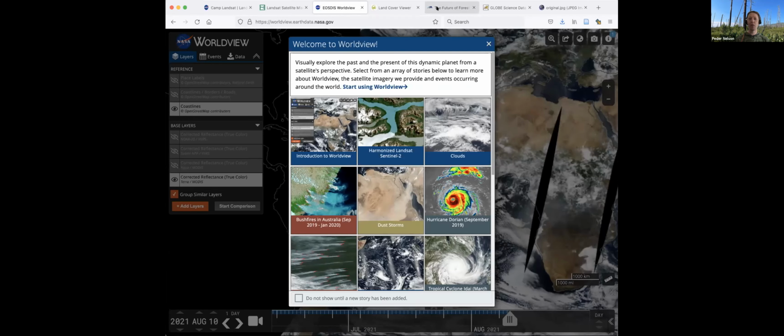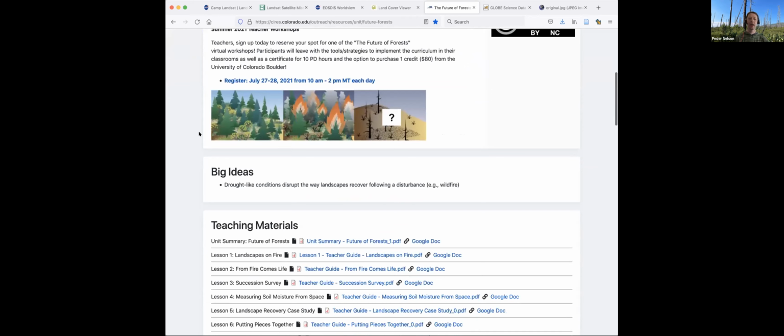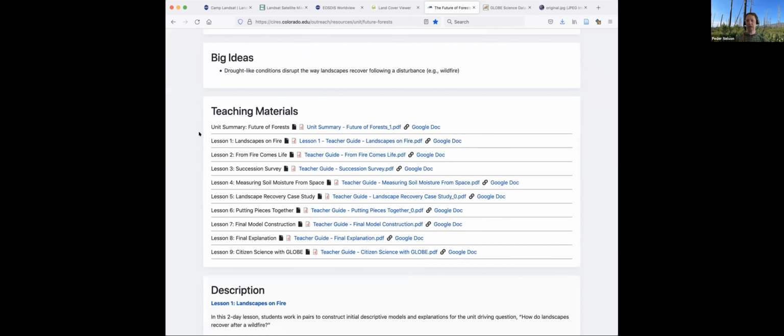I want to highlight for everybody, one of our GLOBE partners has put together this Future of Forests lesson. It's a 9-lesson plan. And it really helps us to tie together some of the concepts that I was talking about. I want to highlight this because there are 2 tools in here that use Landsat data to look at those trends over time and look at forests.